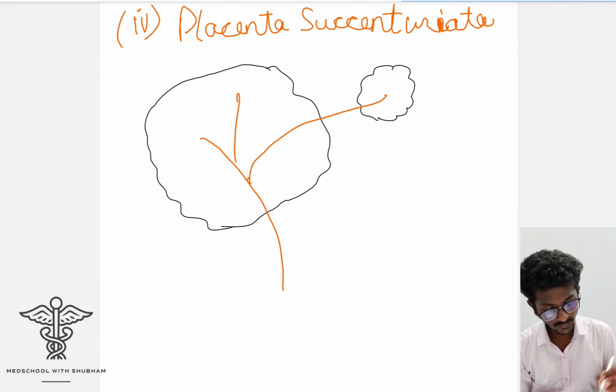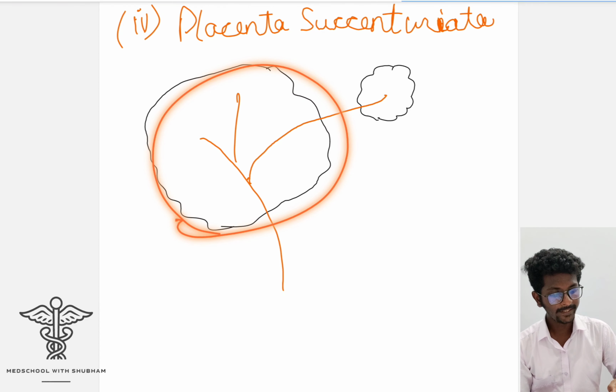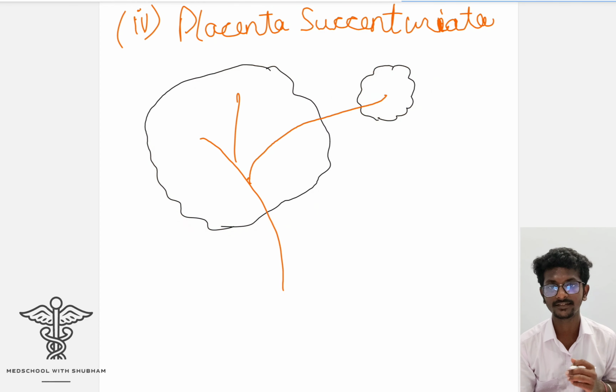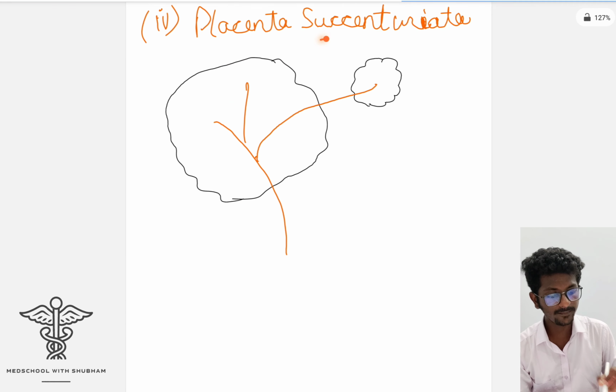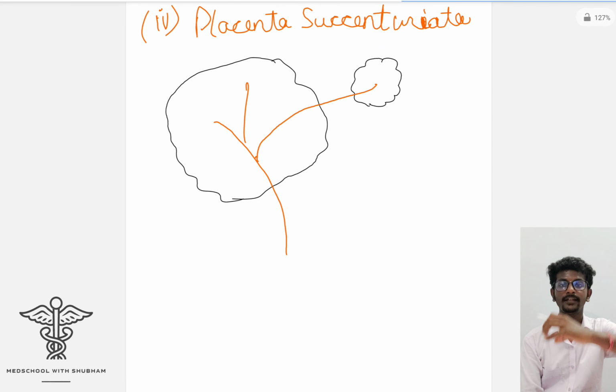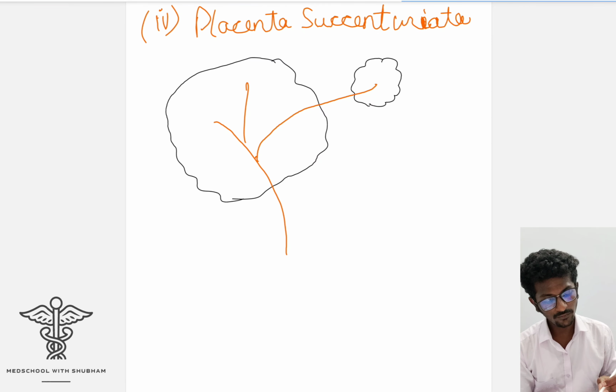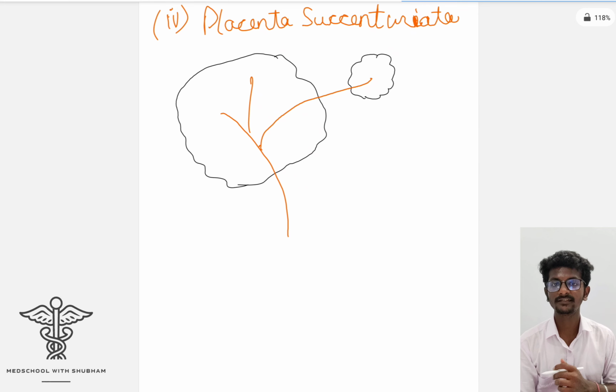Means what? This is the main placenta and this is a successor of the main placenta. I hope. Succenturiata means successor. Successor means it has derived from a bigger part. Therefore, it is the successor of this main placenta. Therefore, it is called as placenta succenturiata.